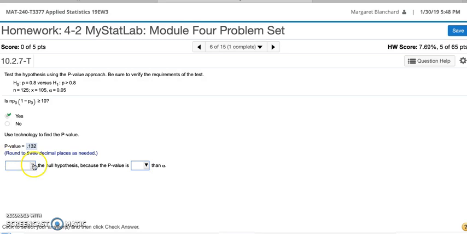All right. Now, what does that tell us? Do we reject or do not reject the null hypothesis? Remember, if the p-value is less than alpha, we reject the null hypothesis. Otherwise, we do not reject. Our p-value here is 0.132. Our alpha is 0.05, so we know that our p-value is greater than alpha, so we do not reject the null hypothesis because the p-value is greater than alpha.